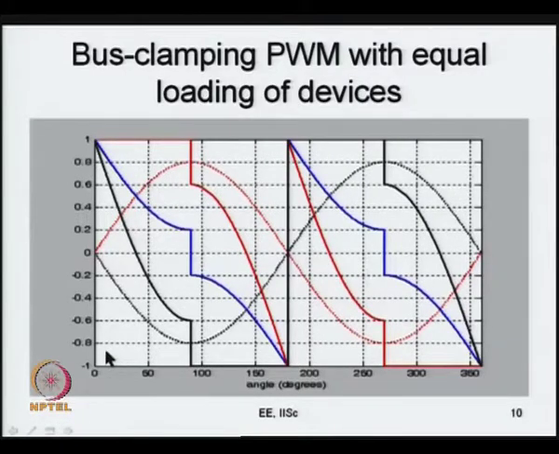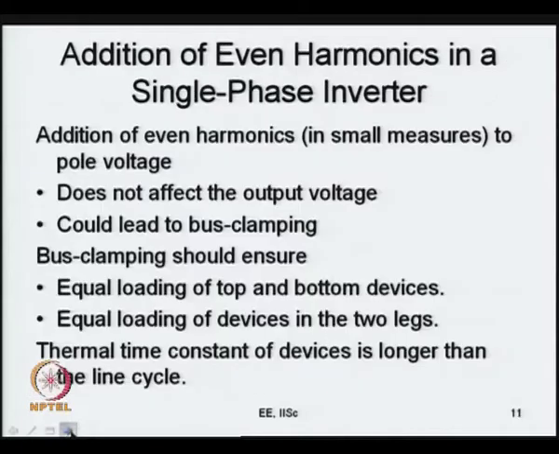Now, what we are going to do is this even harmonic injection has its counterpart, third harmonic injection, in the 3 phase case, which is what we are going to review and take to a slightly greater extent, and we are going to look at these bus clamping methods for the 3 phase inverter today now. So, we made certain conclusions out of the addition of even harmonics here, which is there for you to see. You add even harmonics in small measures to the pole voltage, it does not affect the output voltage, and it could lead to bus clamping.